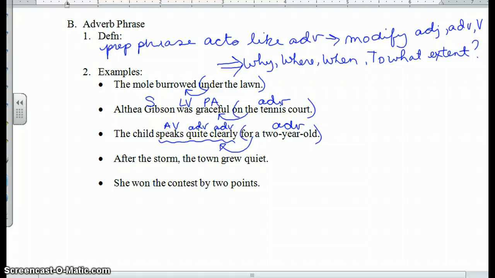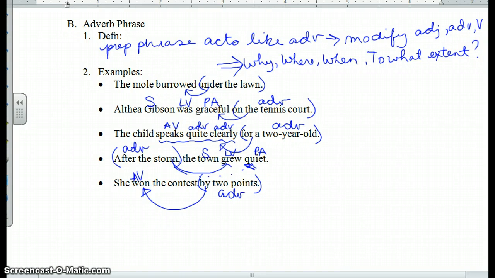After the storm, the town grew quiet. After the storm tells me when they grew quiet, but again, this happens to be a linking verb. Town is the subject, quiet is a predicate adjective. So even if you think it's more about quiet, it's still pointing to an adjective or to a verb. This is an adverb. She won the contest by 2 points. Now, by 2 points doesn't tell me which contest. It tells me how she won, or to what extent she won. Won happens to be the action verb. That makes this the adverb.